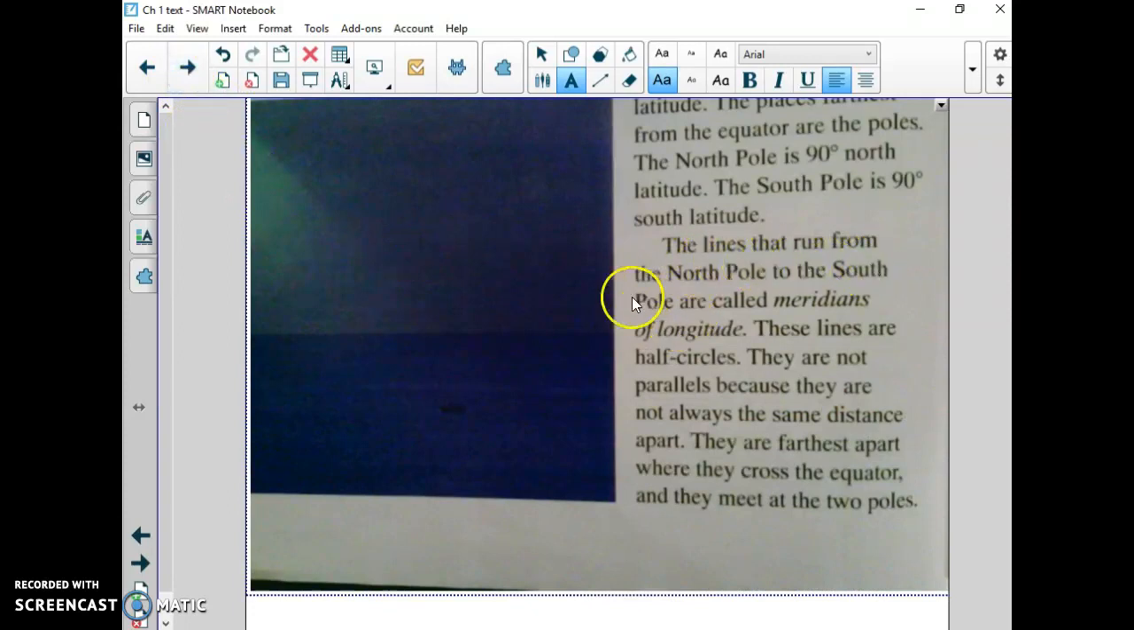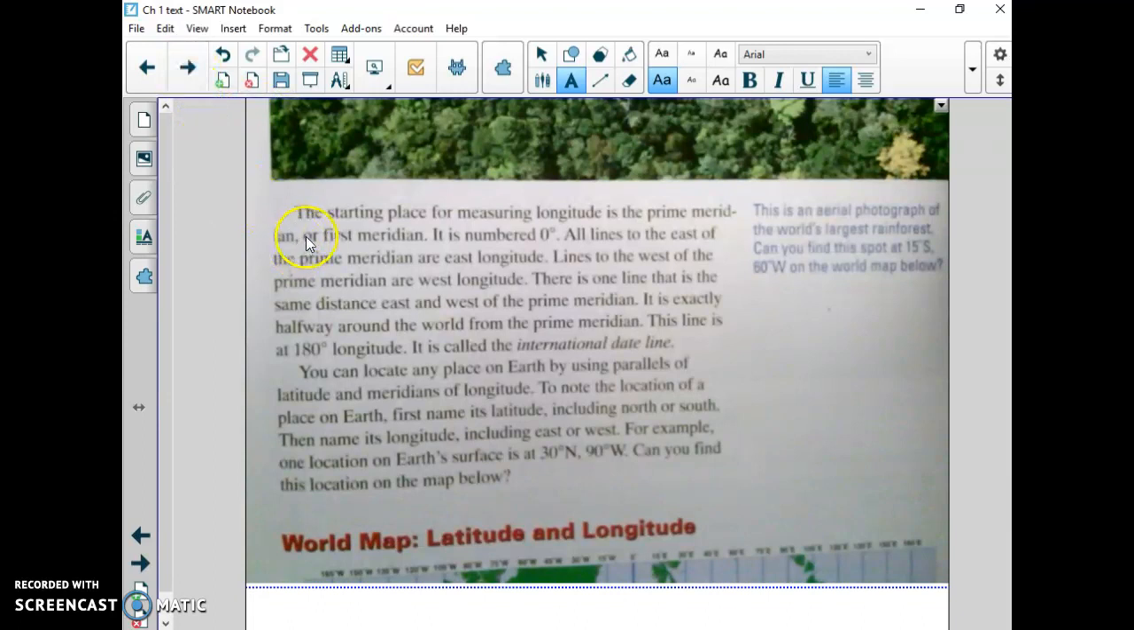The lines that run from the North Pole to the South Pole are called meridians of longitude. These lines are half circles. They are not parallels because they are not always the same distance apart. They are farthest apart where they cross the equator, and they meet at the 2 poles. Starting place for measuring longitude is the prime meridian, or first meridian. It is numbered 0 degrees.